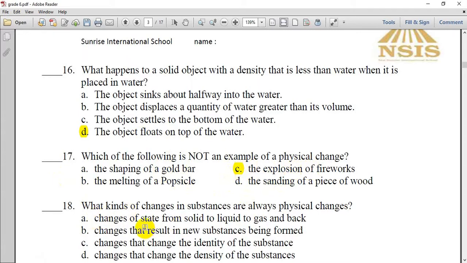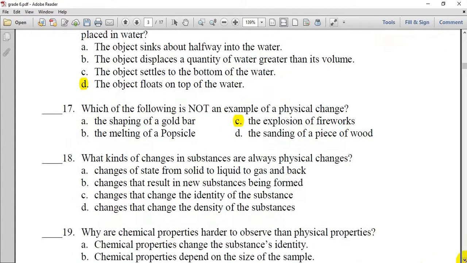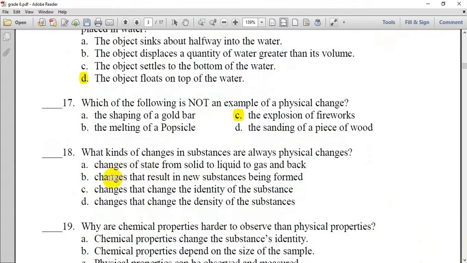Question 18, what kinds of changes in substances are always physical changes? Changes of state, or changes that result in a new substance, or changes that change the identity of the substance, or changes that change the density of the substance. The only physical change here is the changing of state, because when we change the state by boiling, melting, freezing, we still have the same matter. So this is the only kind of physical change here. So letter A.